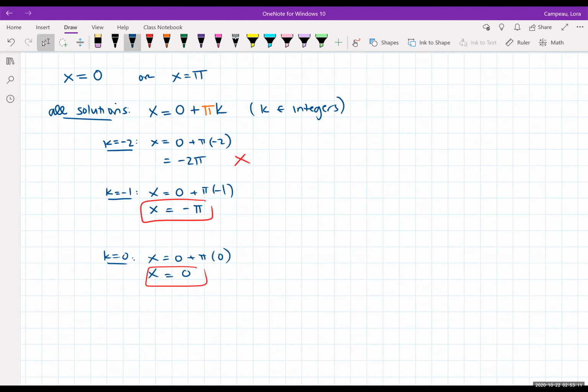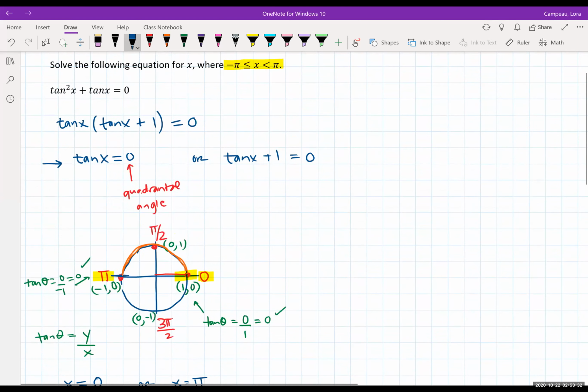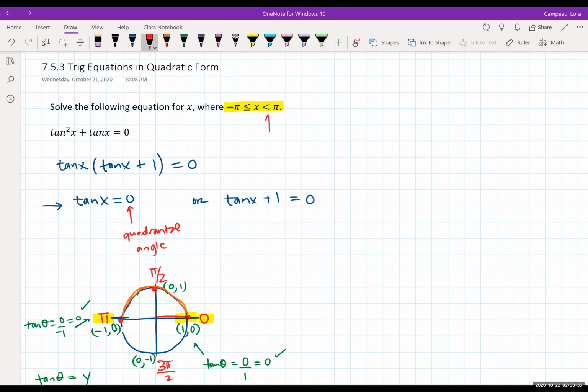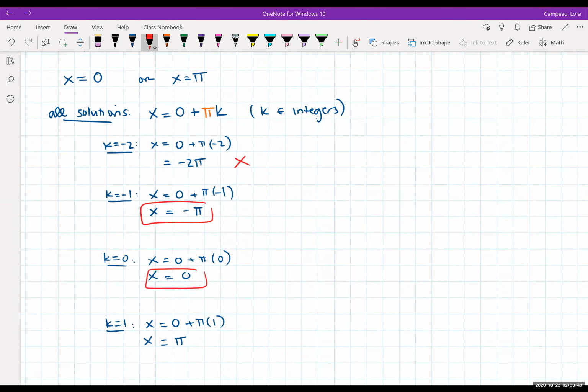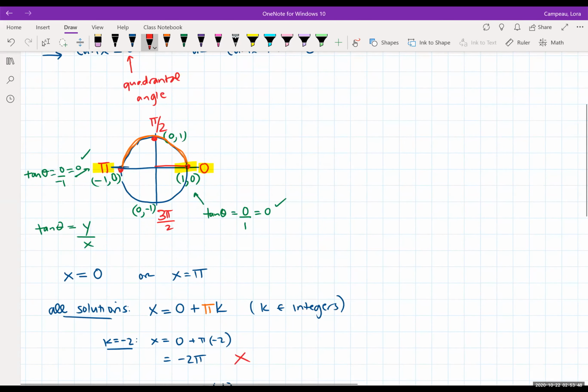Then we're going to try counting another integer, k equals 1. Just double checking, sometimes I pick more than I need. So I have 0 plus pi times 1, and that will give us pi. I know that's reasonable, but we want to double check. We notice that our domain is not supposed to include pi. So we are done. We won't go k equals 2 or k equals 3 because that's not in the domain that they want. So now we have two possible solutions for this part of the equation.